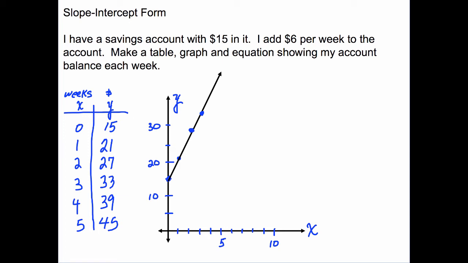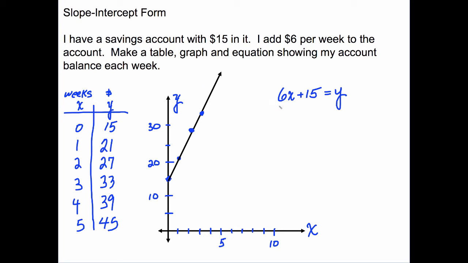Now the equation that we could write is as follows. The rate is $6 per week, so 6 times the week number, plus the $15 that I started with should give me the balance. Now let's check it out. If x is 0, well, y is 15. If x is 1, that's 6 times 1 is 6, plus 15 is 21, and so on.